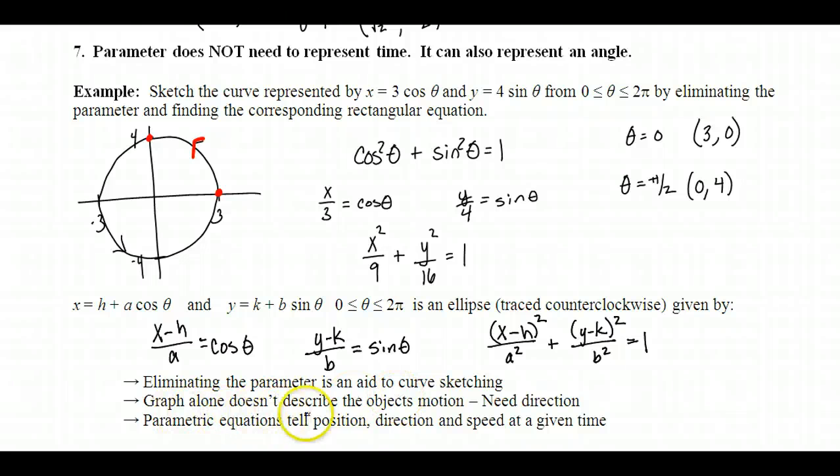The graph alone doesn't describe the object in motion. You need to have direction or orientation. Every time you graph these, make sure that you put your orientation with it. Your calculator will tell you the direction of it. And parametric equations, remember, tell us our position, our direction, and the speed of it, how fast it's happening at a given time.